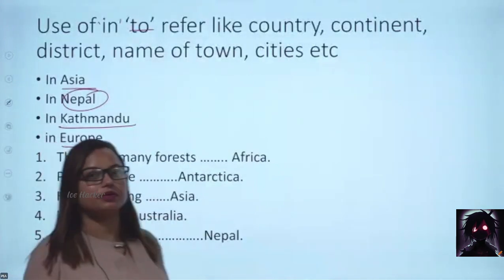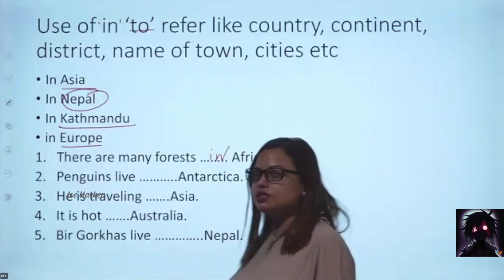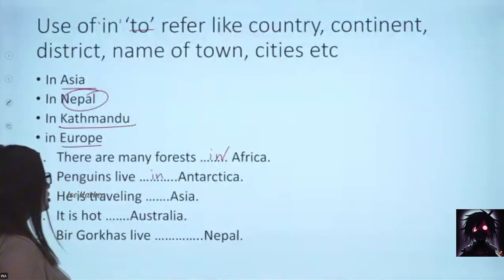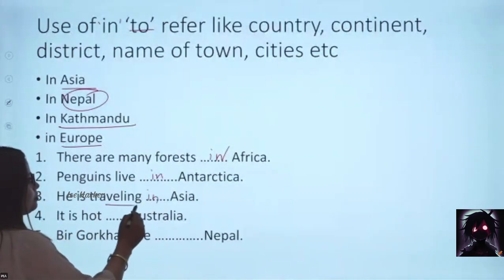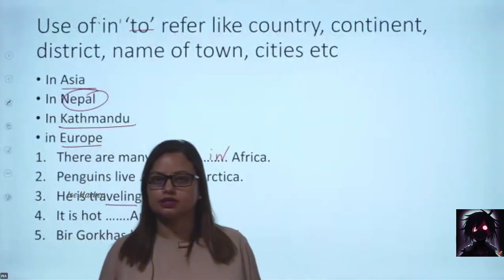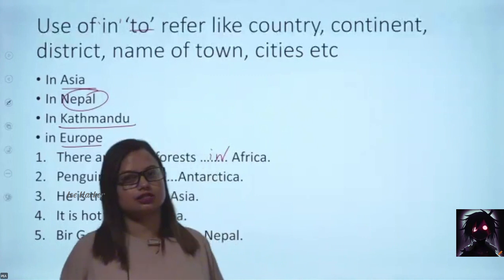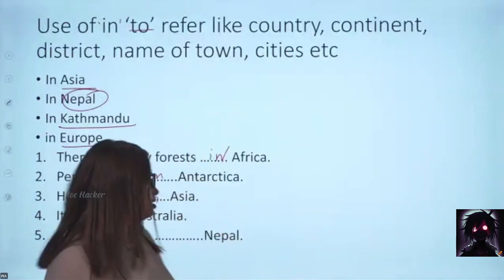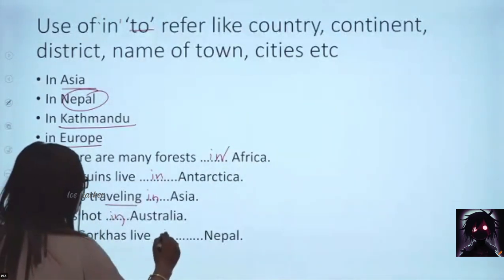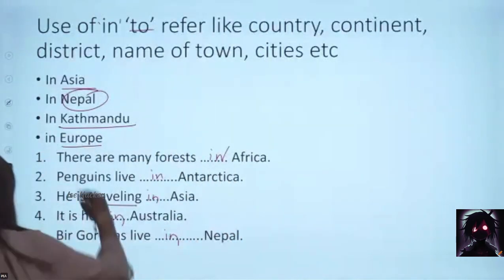Now let's do some examples here. There are many forests in Africa. Penguins live in Antarctica. He is traveling in Asia. Here I have written only a single L. Travel takes either a single L or a double L, because American spelling takes only a single L, and British takes a double L, and both are acceptable. It is hot in Australia. Gorkhas live in Nepal. See, this is all about the use of "in".